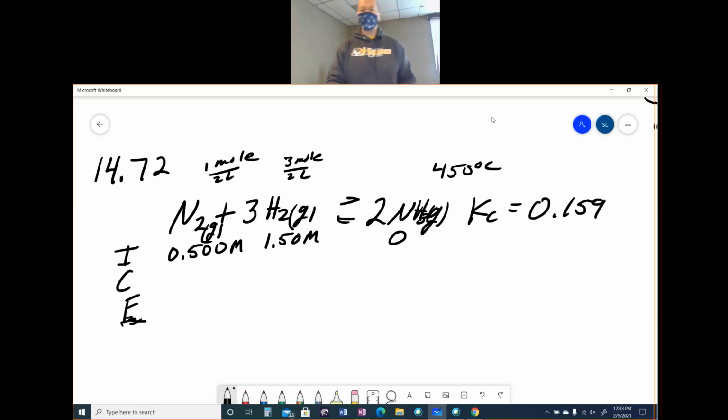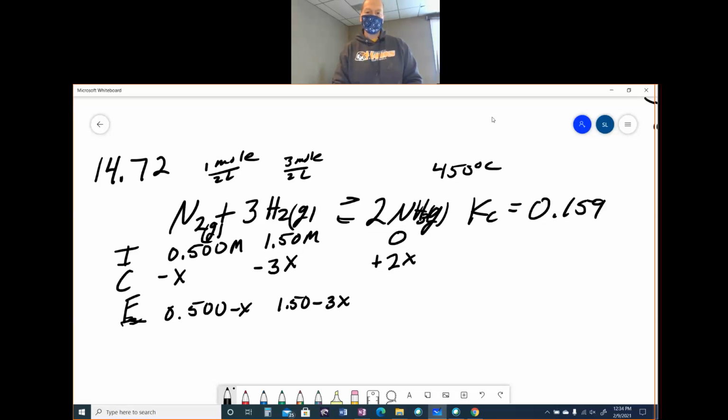All right, so we know that it has to go to the right because you cannot have a 0 at equilibrium. So the change, minus the coefficient of 1x, minus the coefficient of 3x. And then it's going to be going to the right, so it is a plus the coefficient of 2x. So at equilibrium, you have 0.500 minus x, you have 1.50 minus 3x, and you have 2x.